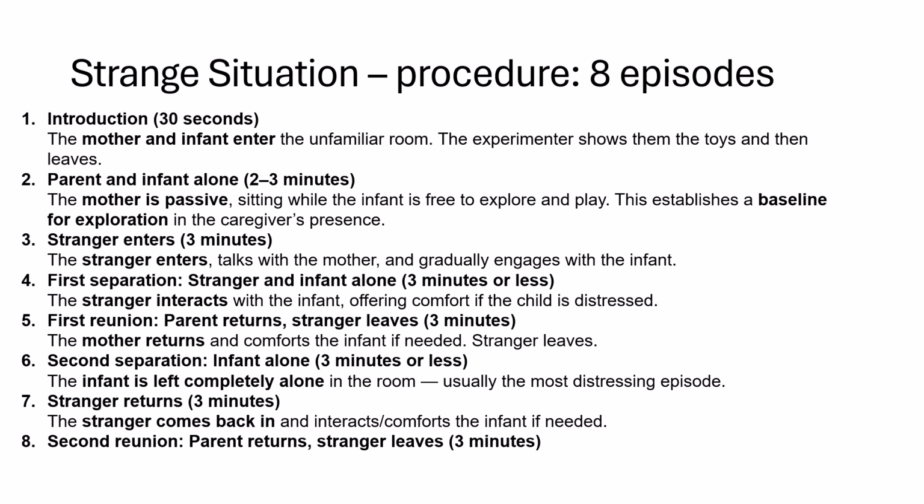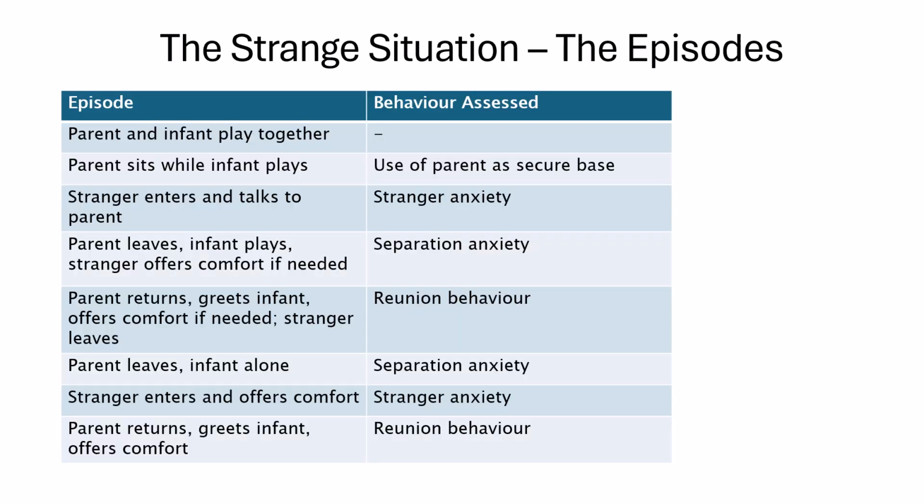So as you can see, stage 7, the stranger returns to see whether there's any reunion behavior and if the baby is comforted by someone who's not the mother. And then finally, the parent returns. So it's the second opportunity to assess reunion behavior. And then the baby leaves. And you've got in the next slide a little breakdown of the different stages and what kind of behavior is mainly assessed in those stages.